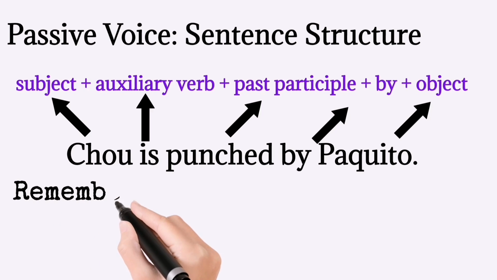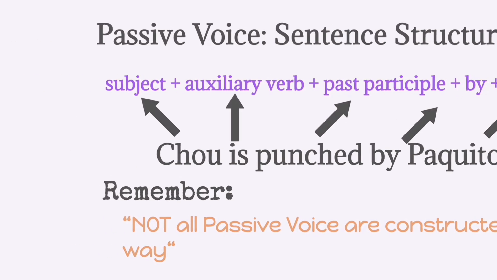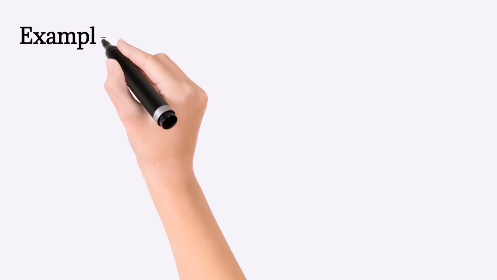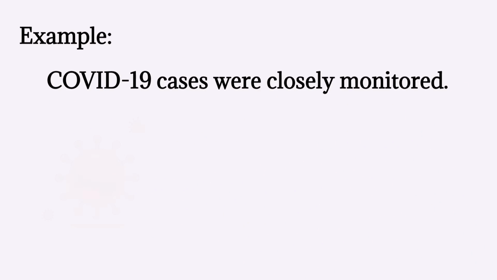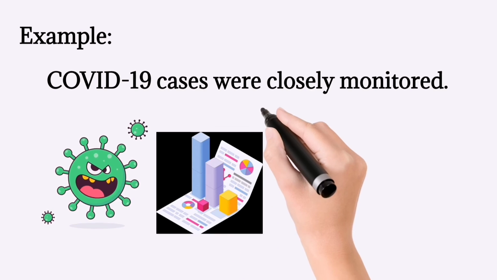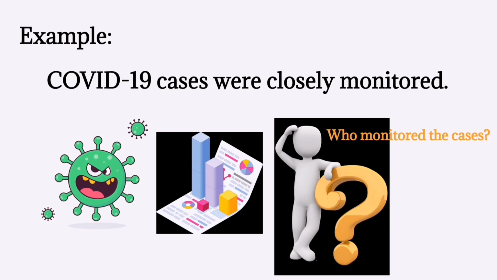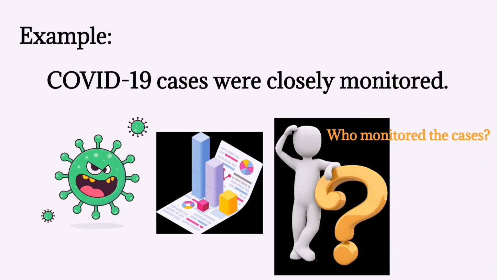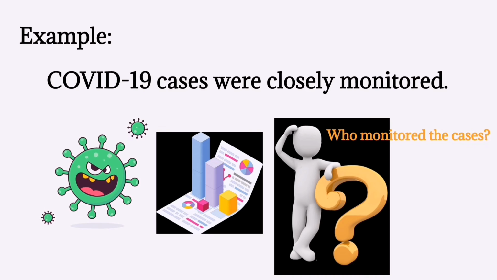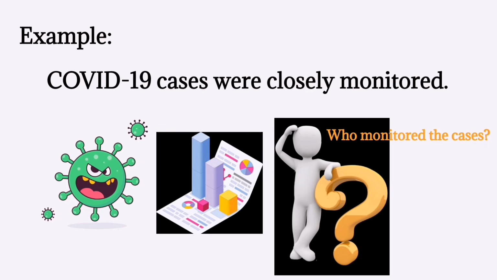But, I want you to know that not all passive voice sentences are constructed in this way, especially when the doer of the action is unknown, or not so important. Example, COVID-19 cases were closely monitored. This is an example of passive voice which is different from what is being introduced to you now. Who monitored the COVID-19 cases? It is not stated. The doer of the action is not stated in the sentence. Anyway, this will be fully introduced to you in the next chapter. As of now, let's stick with the basic by using the preposition by.